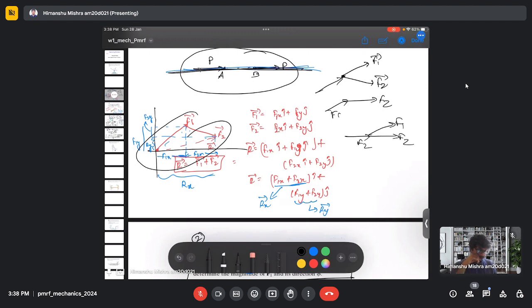So in all these cases, you will get a different resultant vector. For example, here this is the resultant vector. Here this is the resultant vector, and here this is the resultant vector. So this is how you actually slide the different forces in a coplanar system, where a coplanar system is such a system where you have multiple forces at a single point.